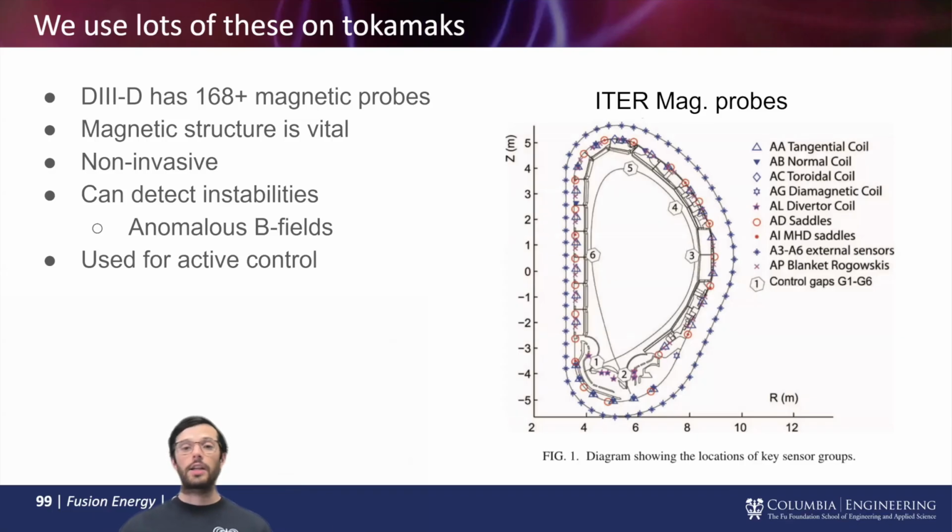They're also non-invasive. They don't affect the plasma at all, which is really great. They can detect instability. So little things are happening in the plasma very quickly that we don't want to happen or aren't planning on happening. We can measure those, and sometimes we can use those to actually actively control the plasma. So this would be sensing what is going wrong with the plasma and then reacting to fix it very quickly.